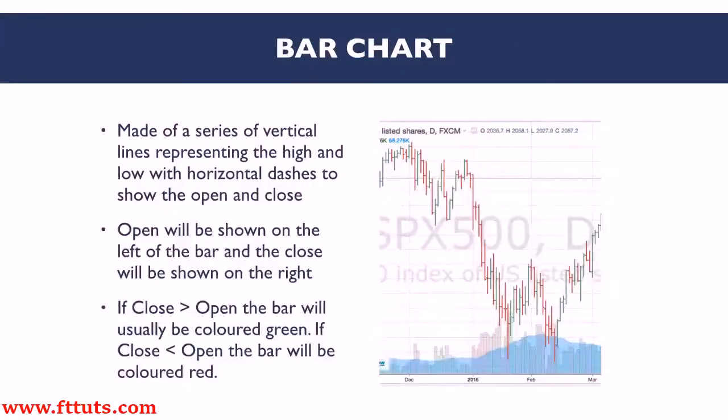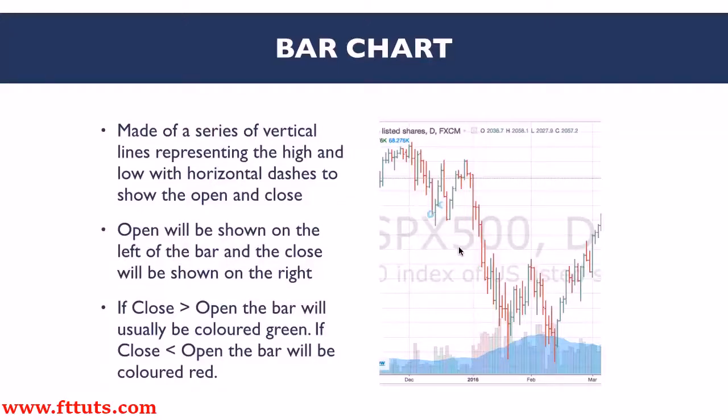The bar chart adds to the line chart by incorporating more information into each data point, so you can get a better idea of what is happening in the market. A bar chart is made up of a series of vertical lines representing the high and the low of the trading period, with horizontal dashes to show the open and close, where the open will be shown on the left of the bar and the close will be shown on the right.